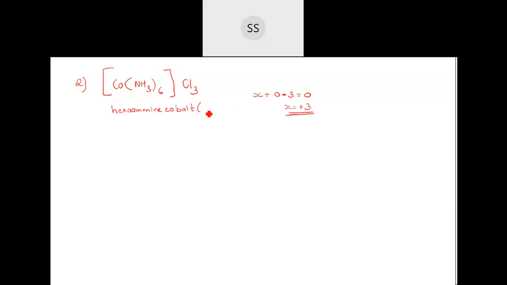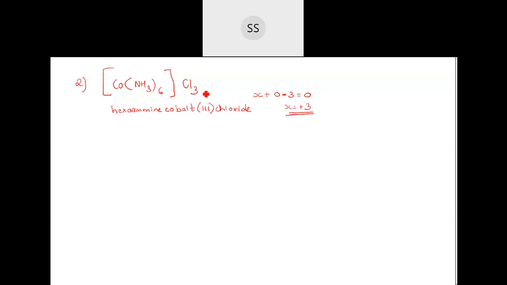So the cobalt oxidation number we calculated is 3. So write 3, followed by Cl, which is present as the counter ion, so you will write chloride as the name. Now you may have one confusion that there are 3 chloride ions. You don't have to bother. You just have to write the name of the ion which is present outside.